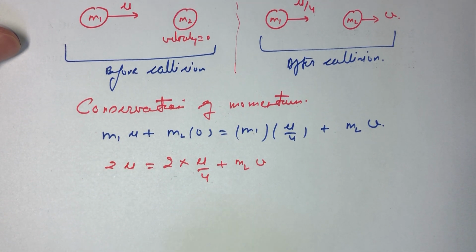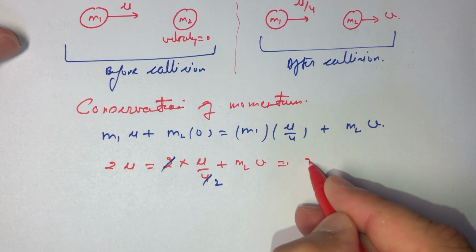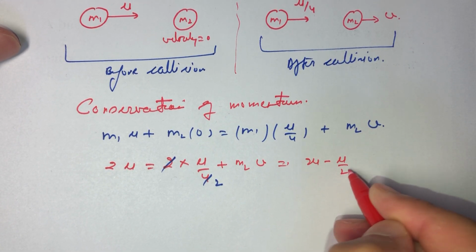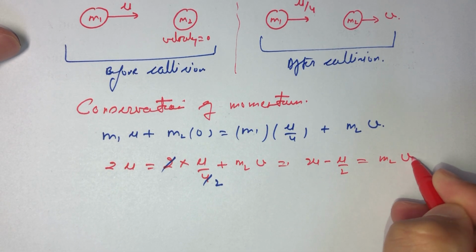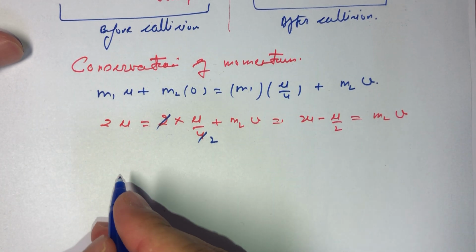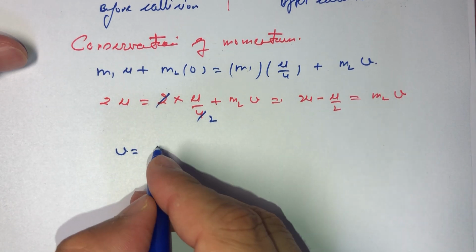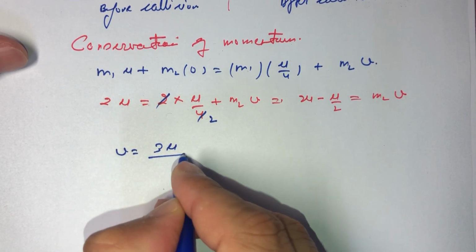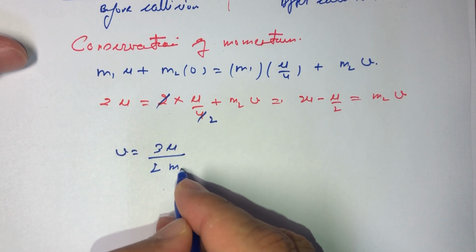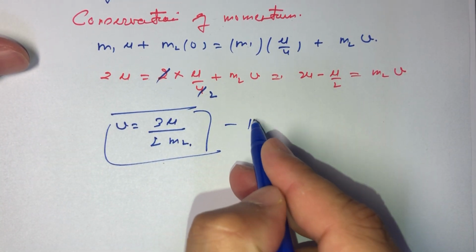So we can further write it as 2u minus u upon 2 is equal to m2v. Therefore, we get v is equal to 3u divided by 2 m2. Let this be equation number 1.